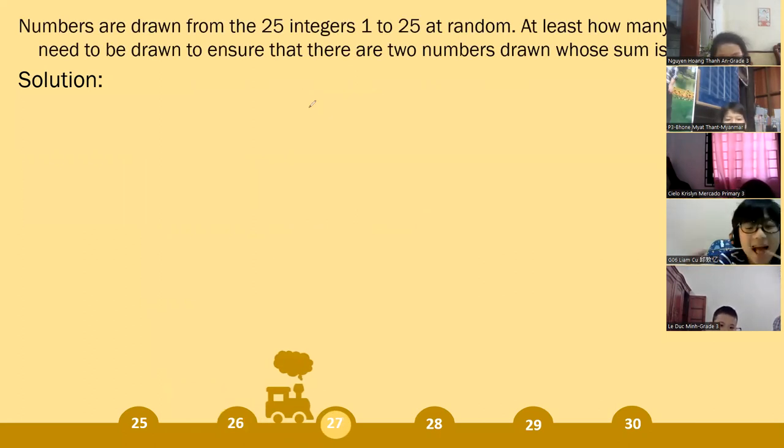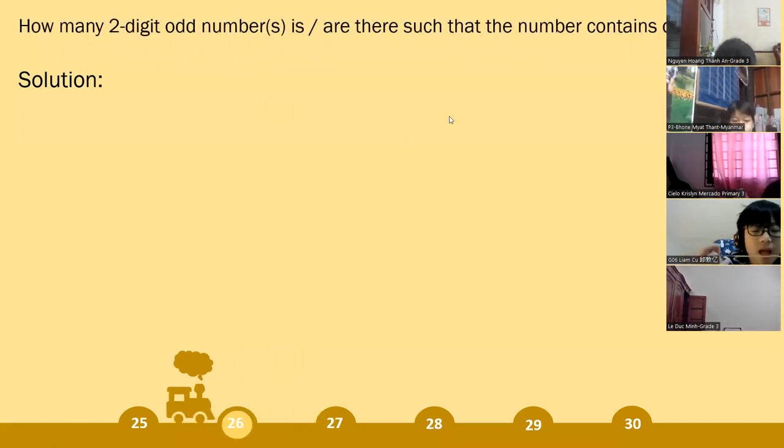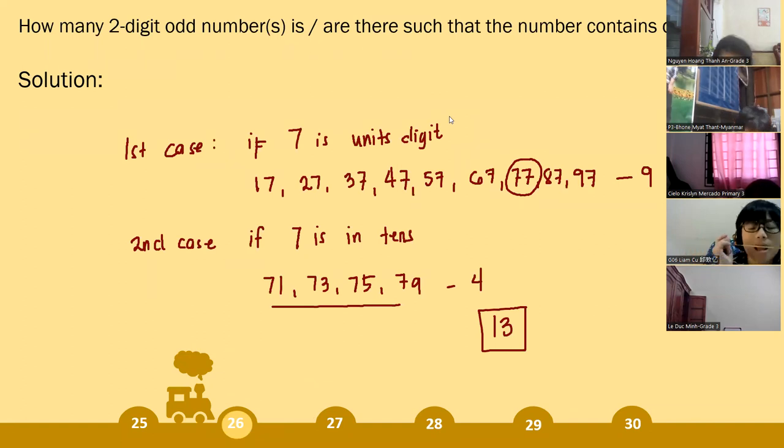Numbers are drawn from the 25 integers 1 to 25. At least how many numbers need to be drawn to ensure that there are 2 numbers whose sum is 19? Okay. Teacher, what's the answer again? 13. You listen carefully so that we will not go back to problems that we already solved. The answer there is 13.